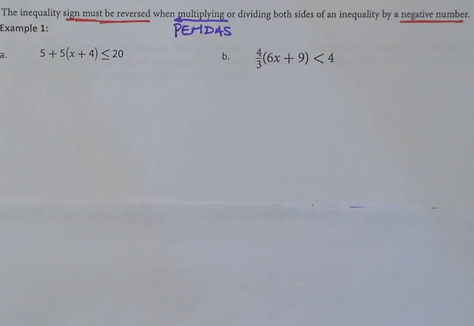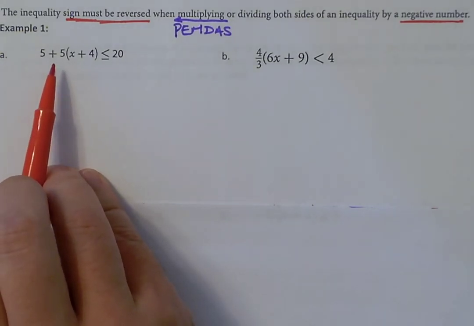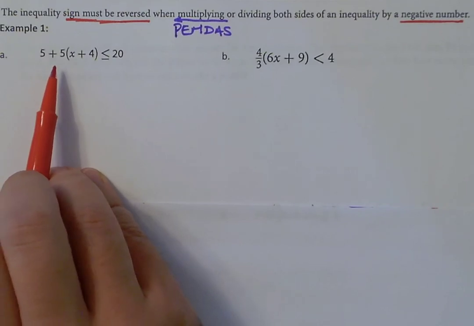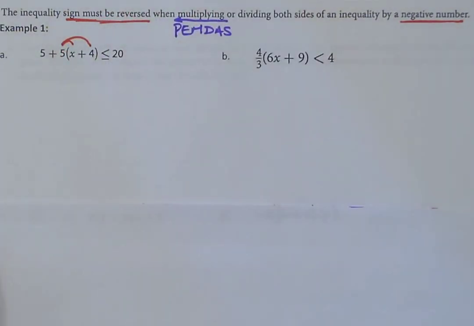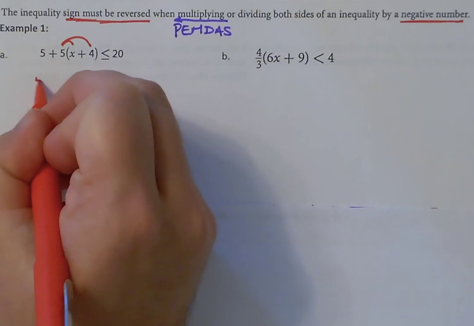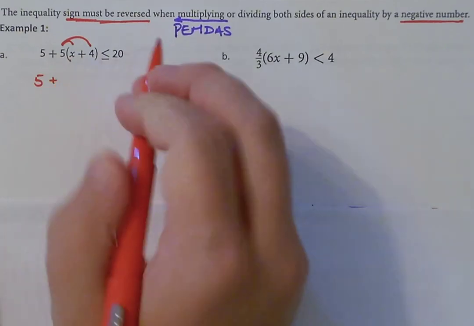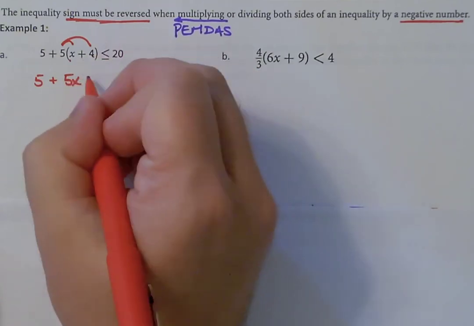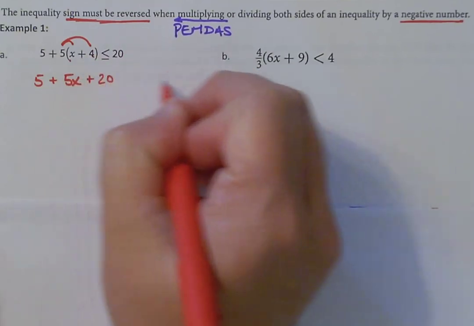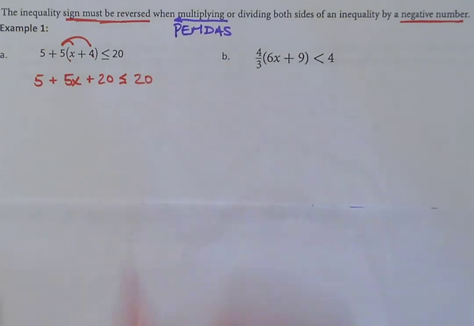I like to try to get rid of the parentheses before having to deal with them. So if we look at example 1a, I mentioned that it's helpful to distribute before we start anything. So we're going to go ahead and distribute the 5 to both parts. We leave the 5 out in front, so it's 5 plus 5 times x, so 5x, and then 5 times a positive 4, which gives us plus 20. And then this is less than or equal to 20.